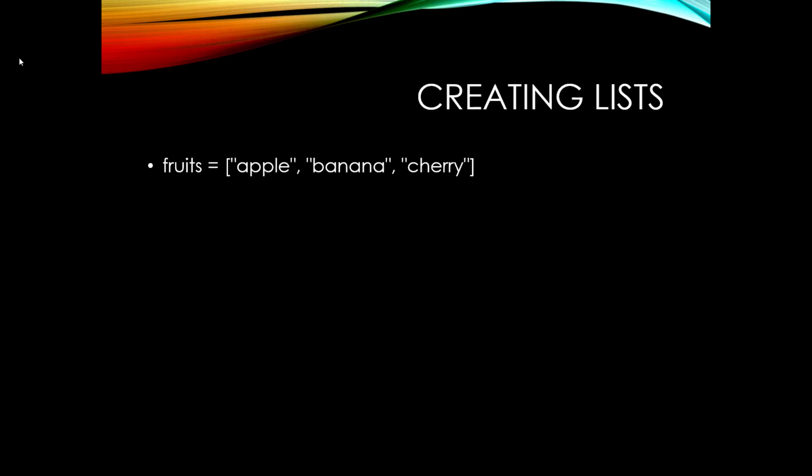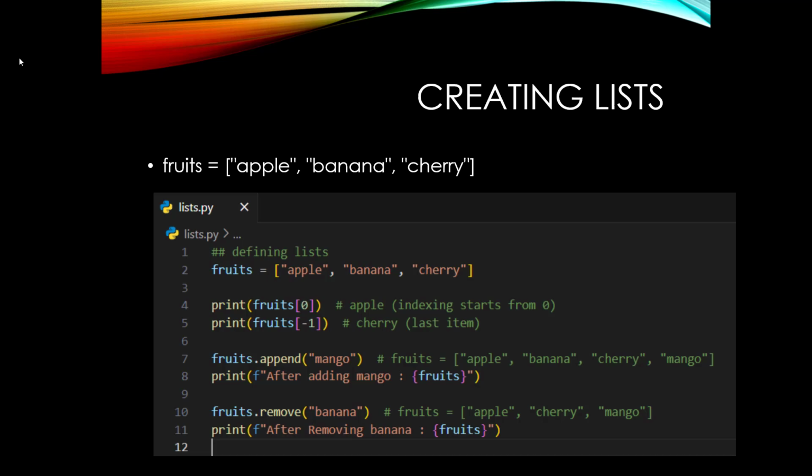Now, creating list. Creating a list is simple. Let's create a fruits array or fruits list. Yes, friend, you have heard it right. It's an array, if you are familiar with other programming languages. So we are creating a variable fruits equals apple, banana, cherry. And note one thing, we are placing all these fruits inside squared brackets.